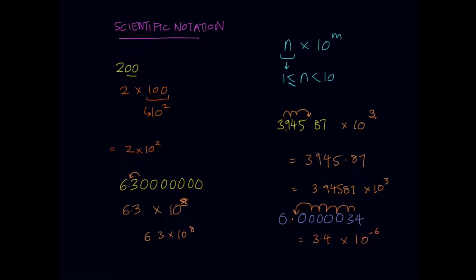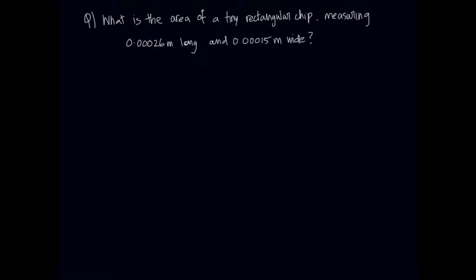Now let's look at a problem. How would I solve this if it's in a question? So here it says, what is the area of a tiny rectangular chip measuring 0.00026 meters long and 0.00015 meter wide? Now, if you had a calculator, obviously you could just punch these numbers in. But what if this was on a non-calculator paper?